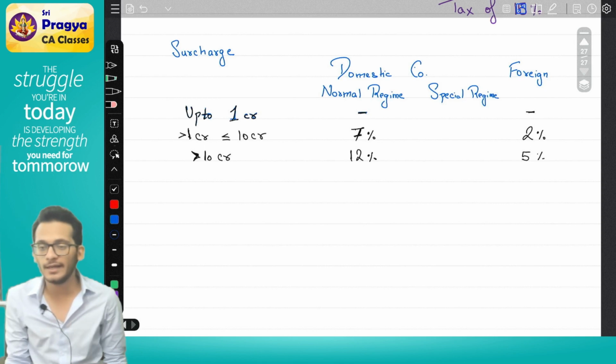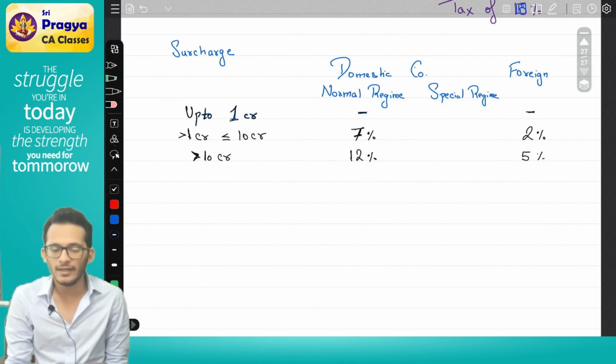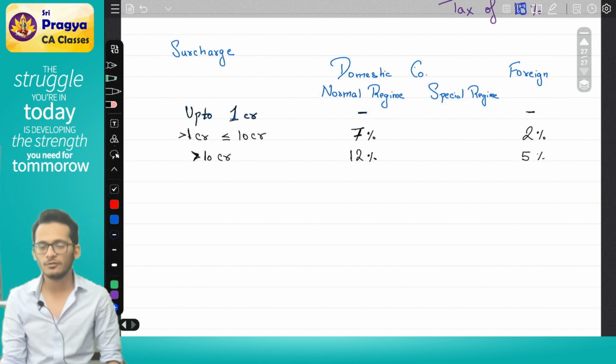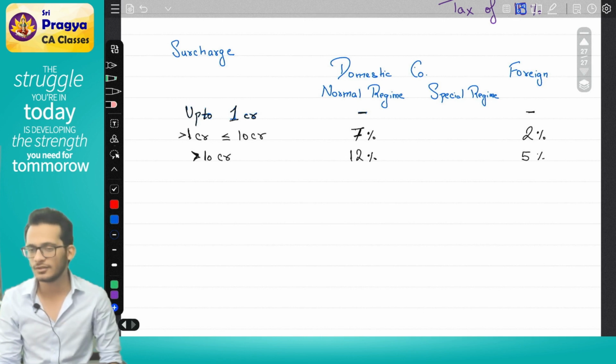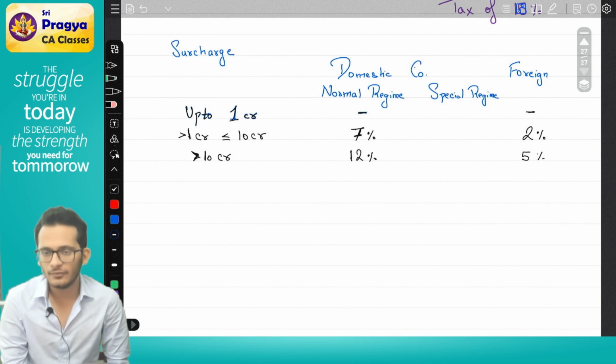Do you think they'll come to India then? No, they will not come to India. We need to promote them also. So we said, no, Rahul, such nonsense is not required. It is enough if you do 2 and 5.